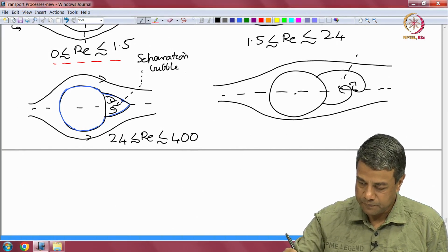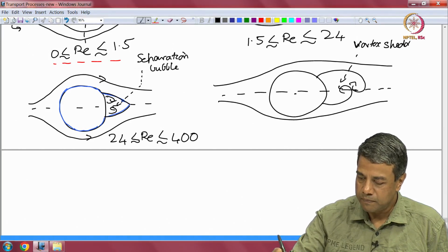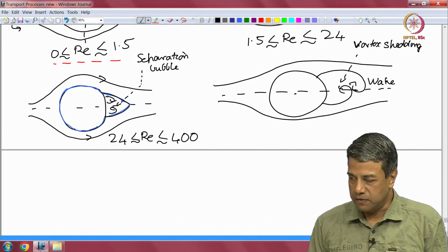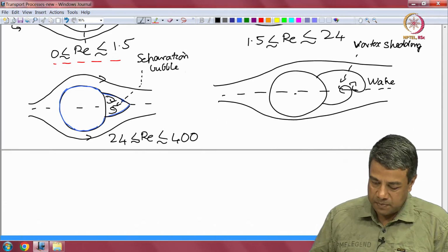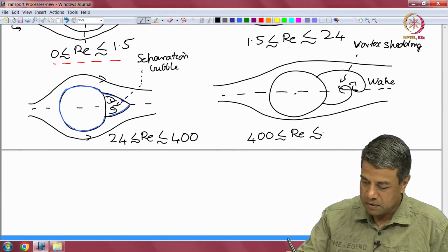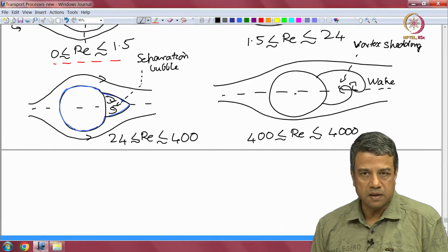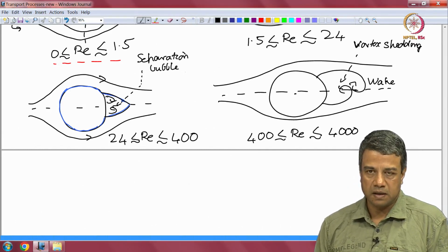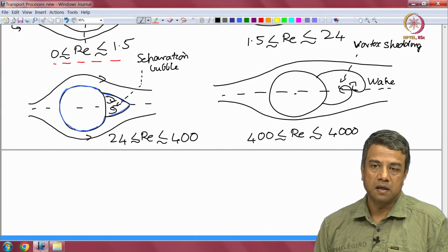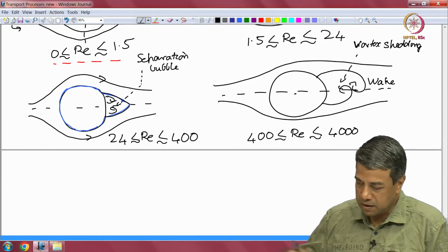And this region is called the wake. There is effectively vortex shedding in the wake. And this happens when the Reynolds number is approximately between 400 and about 4000. So, there is regular vortex shedding in the wake at the rear. So, the flow is no longer steady, you have a periodic variation in the velocity field within the wake region. So, this happens when the Reynolds number is between 400 and 4000.